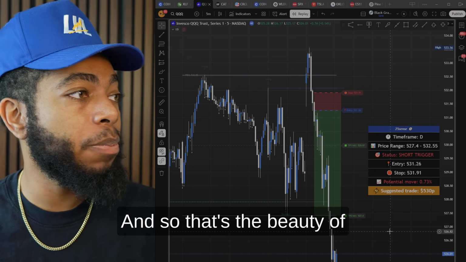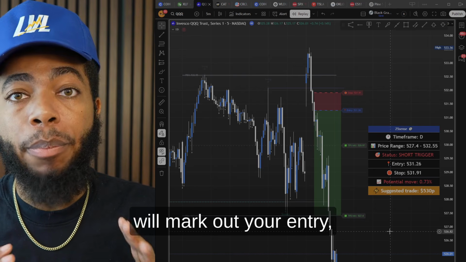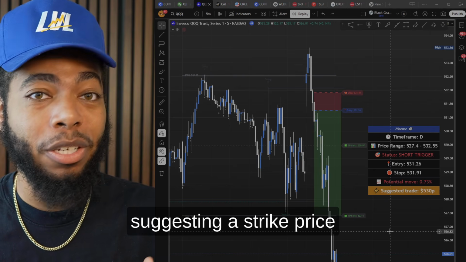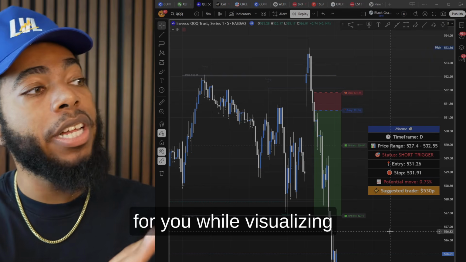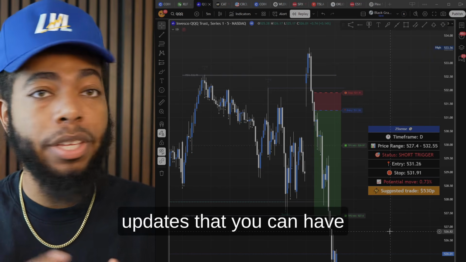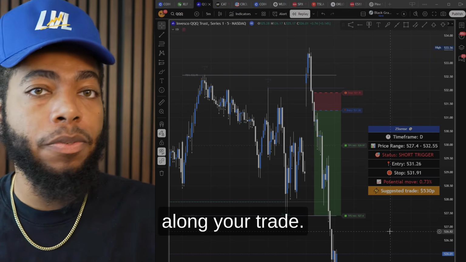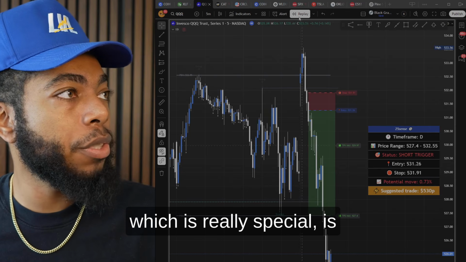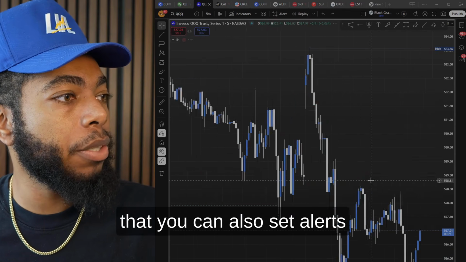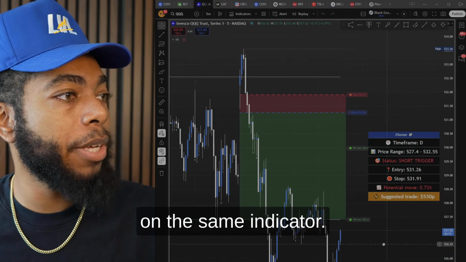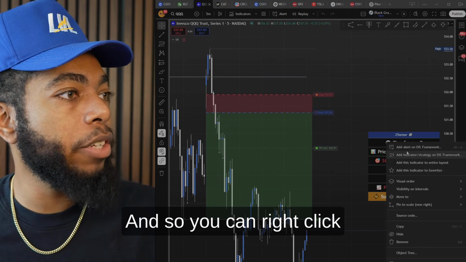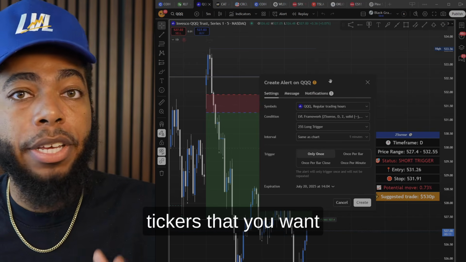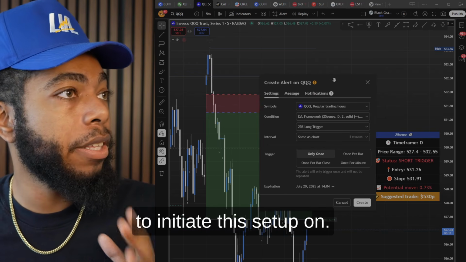And so that's the beauty of this indicator, that it will mark out your entry, your stop loss, and even suggest a strike price for you while visualizing it all in real time with updates that you can have along your trade. And what you can also do, which is really special, is that you can also set alerts on this same indicator. And so you can right click on your indicator, and you can set alerts on whichever tickers that you want to initiate this setup on.